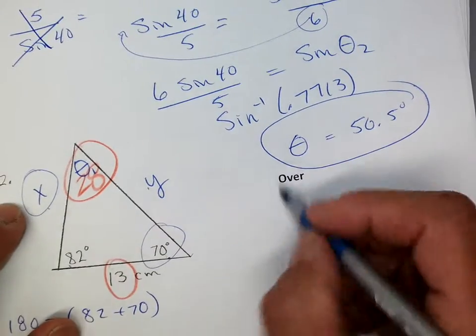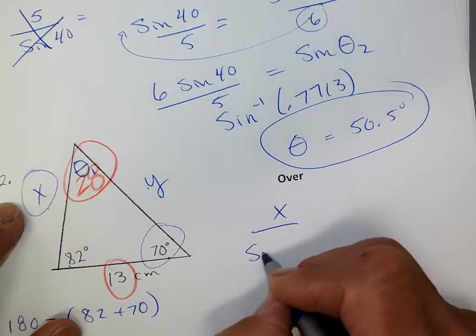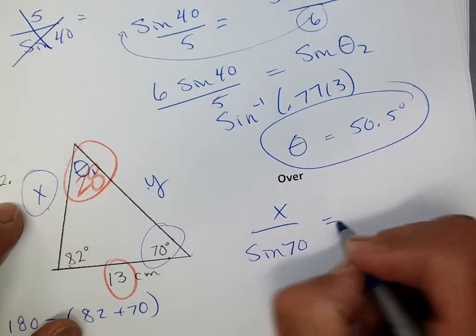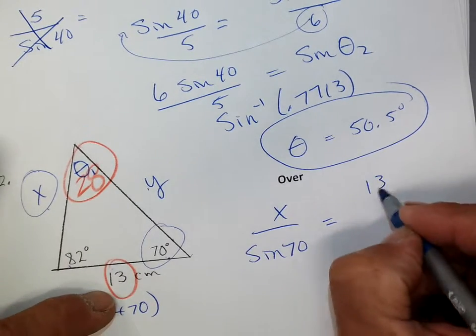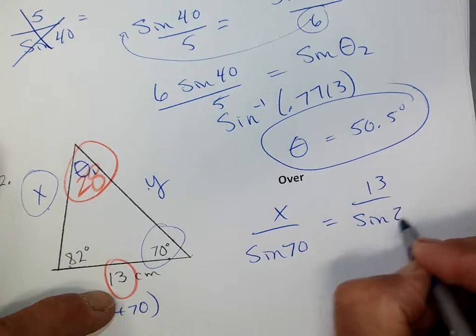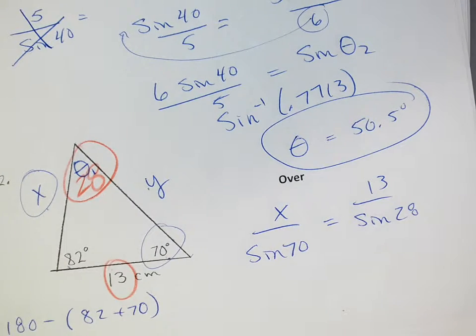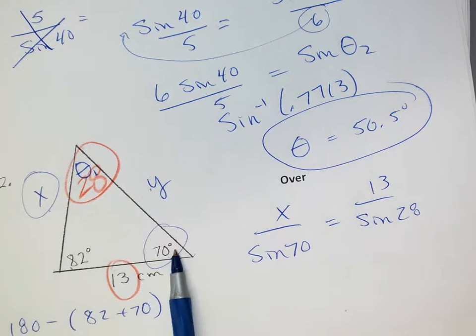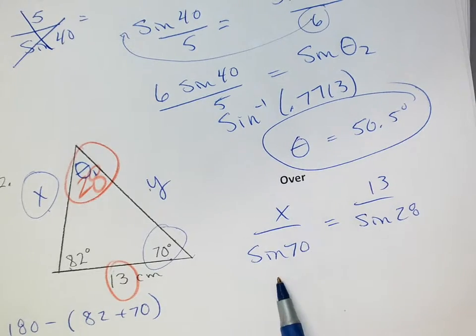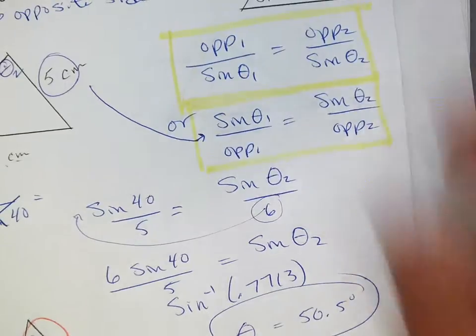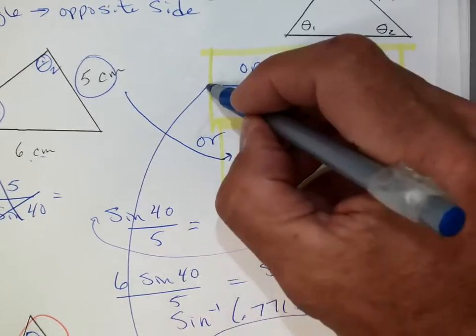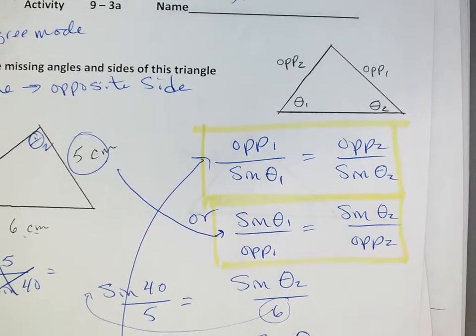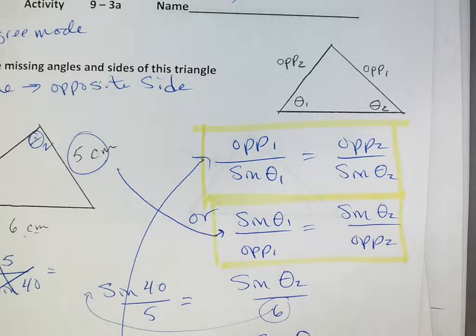So I'm going to write down X over the sine of 70 equals 13 over the sine of 28. Okay, so write down what you don't know first. I don't know X, but X is the opposite. It's the opposite to this angle, right? Okay. So I'm going side over angle. So what I'm doing this time is I'm using the first formula, right? It's the exact same formula, but it just depends on, you want to find the sides, write the sides down on top. It's just easier to cross multiply.